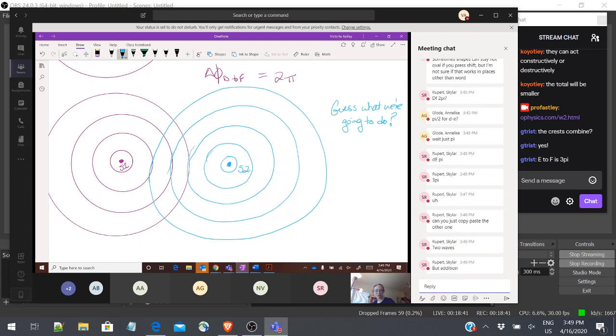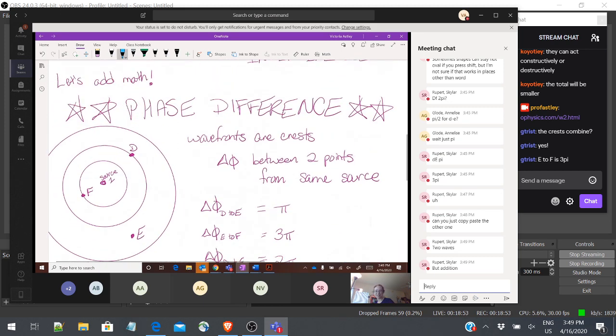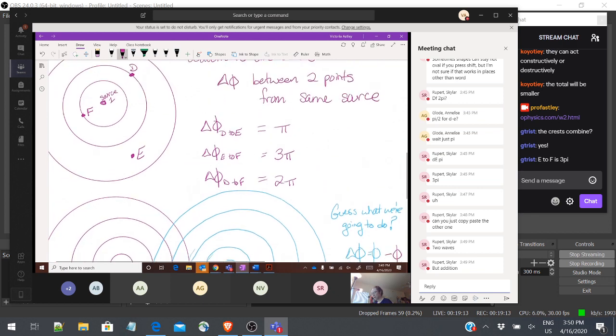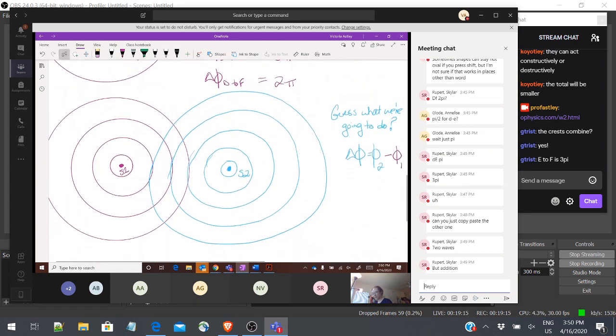Two waves, okay. What are we going to do with these two waves? Addition, okay. What were we doing up here? We were finding phase difference. So maybe we're going to do delta phi as the phase of our second wave minus the phase of our first wave, rather than the phase between different wavefronts of the same wave. We're going to do different waves.